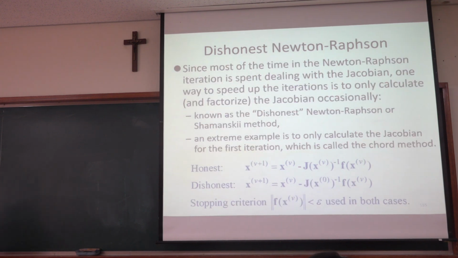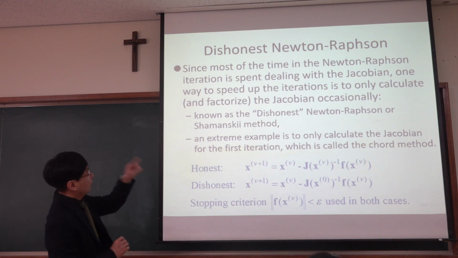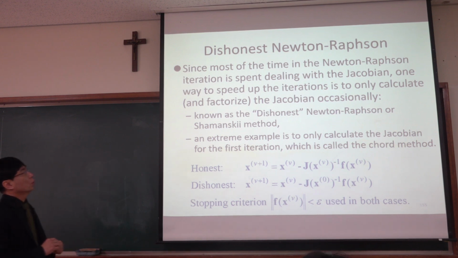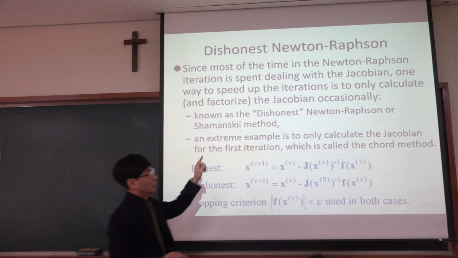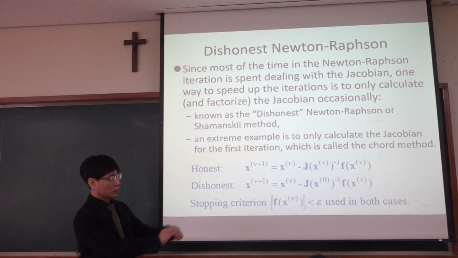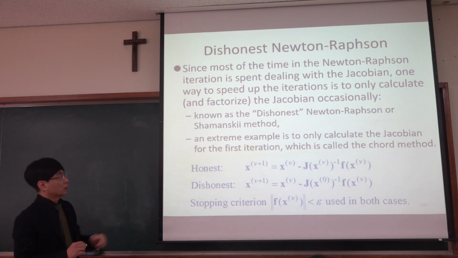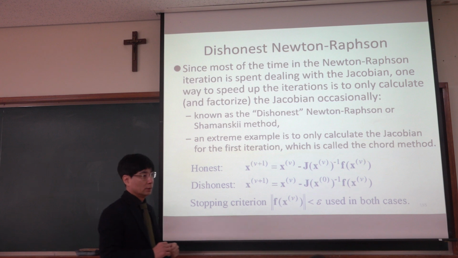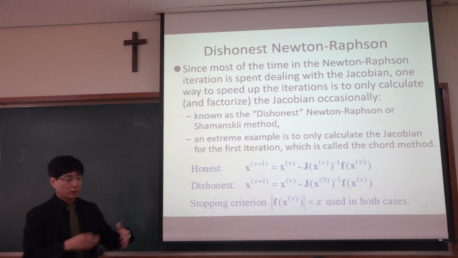Okay, so the next topic is dishonest Newton-Raphson. Most of the time in the Newton-Raphson iteration is spent dealing with the Jacobian. So one way to speed up the iterations is to only calculate and factorize the Jacobian occasionally. Occasionally means from time to time, not all the time. So we don't want to compute the Jacobian at every iteration, and that method is called dishonest Newton-Raphson. The Jacobian is not computed at every iteration, but occasionally.